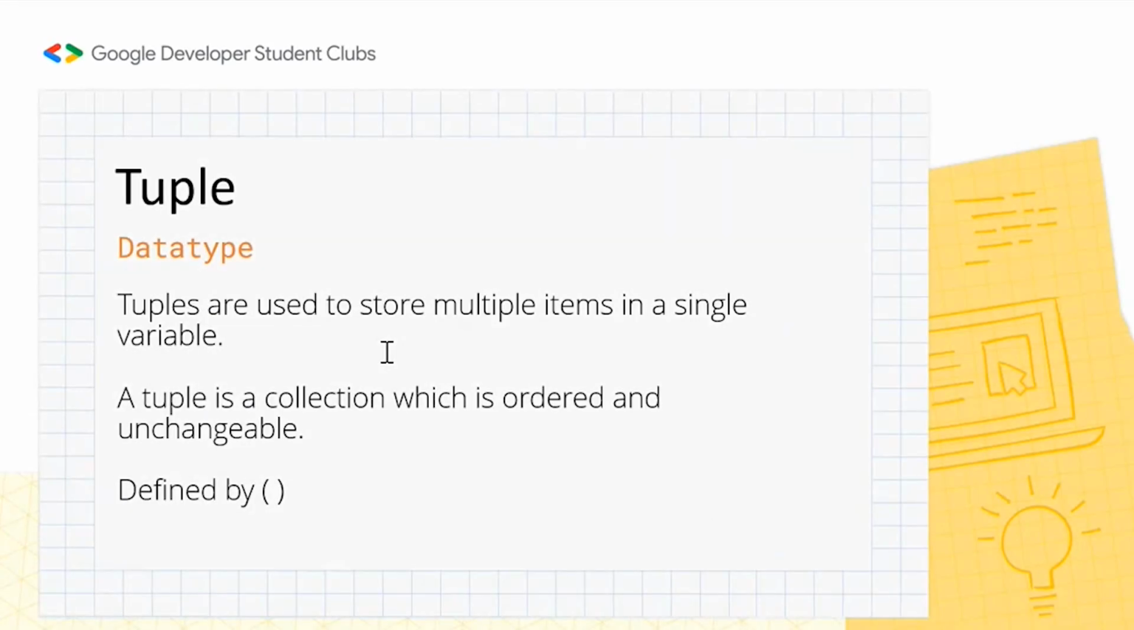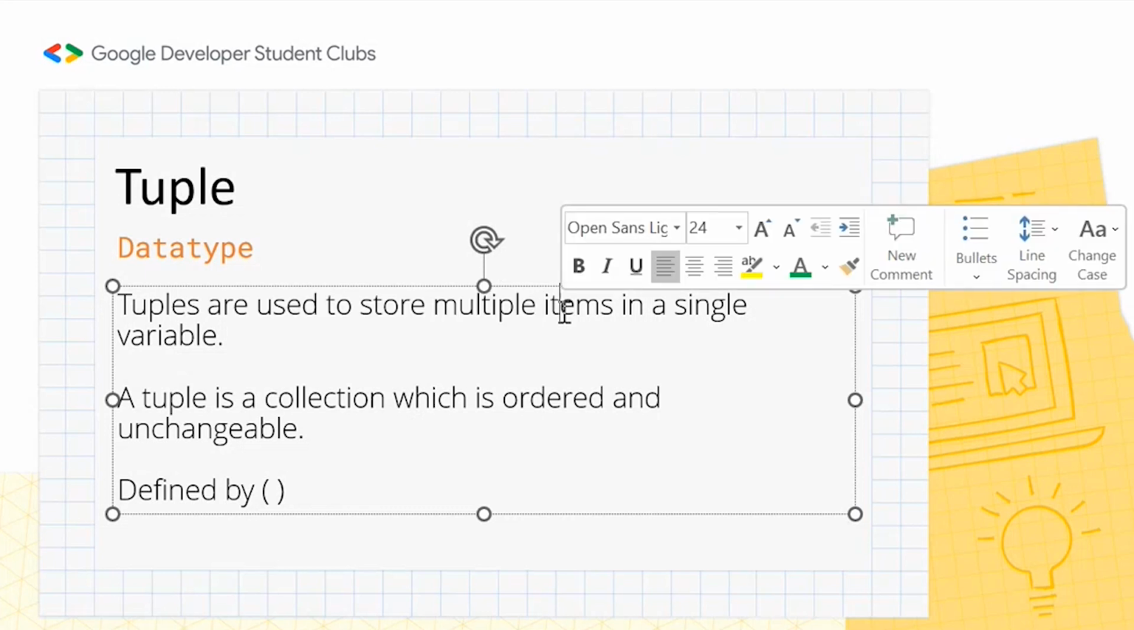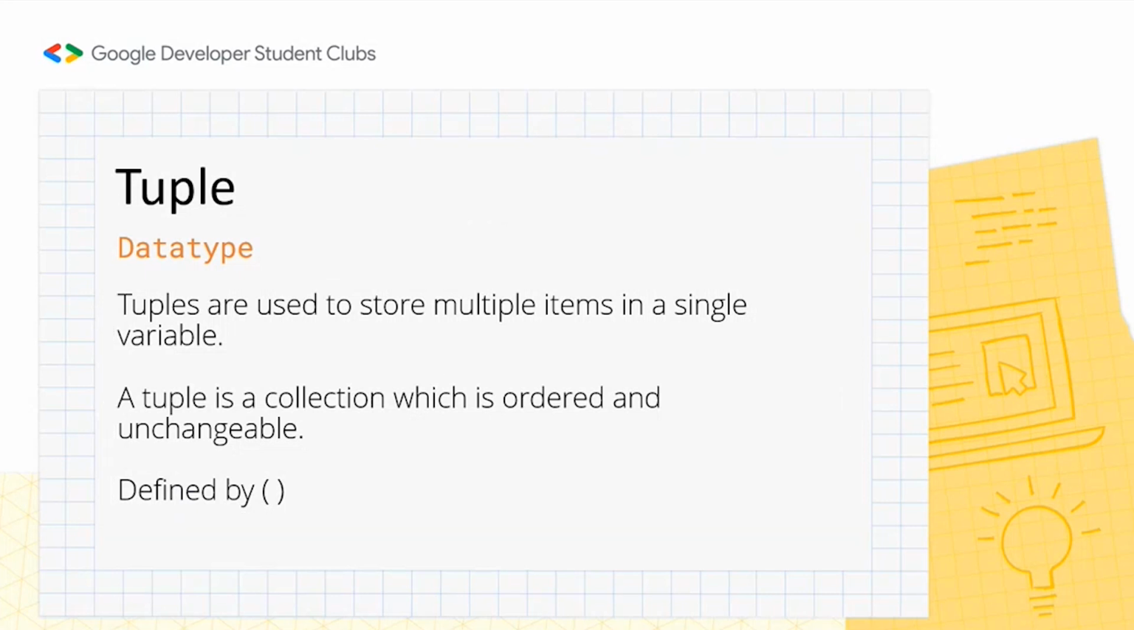List done. And now tuples. Tuples are also used to store multiple items in a single variable. A tuple is a collection which is ordered and unchangeable. Ordered as in you can reference it using index values. Unchangeable as in once it's made, you can't change the values at the given index. So it's just the same thing again. So we'll just move on to the next, which is string.